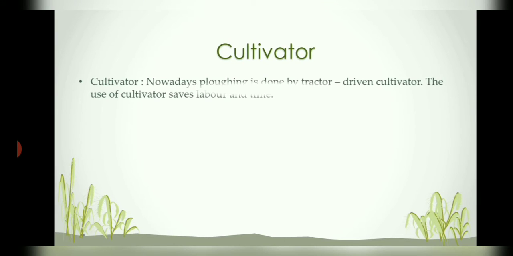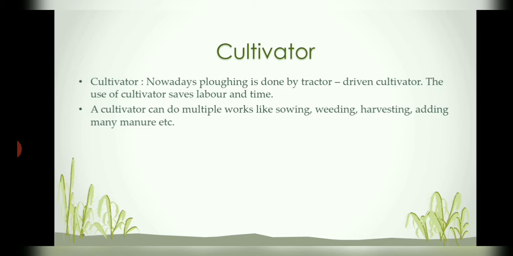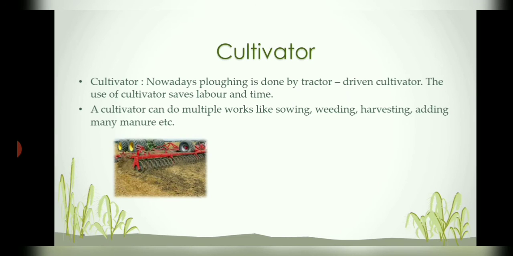Cultivator. Nowadays, plowing is done by tractor driven cultivator. The use of cultivator saves time and labor. A cultivator can do multiple works like sowing, weeding, harvesting, adding manure, etc.